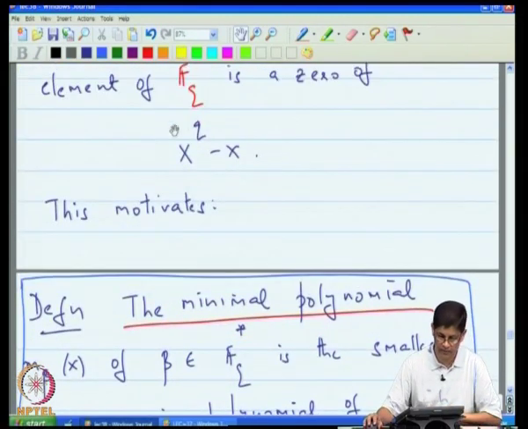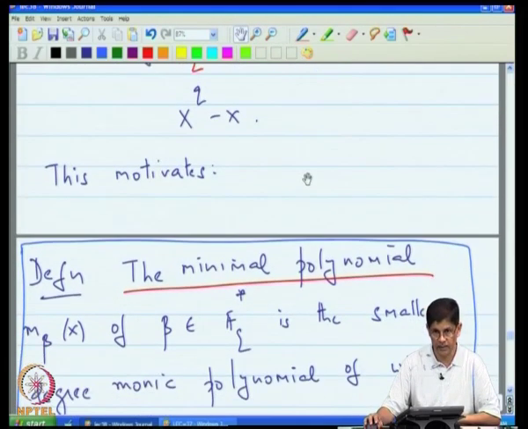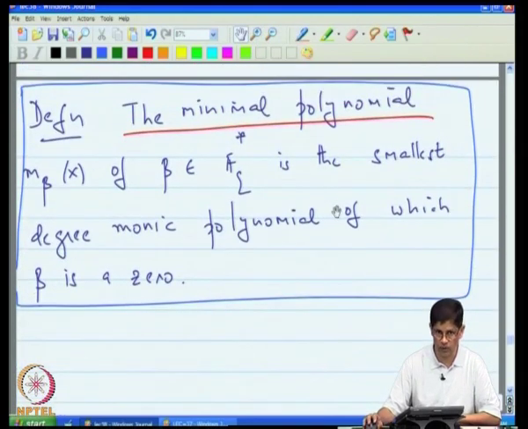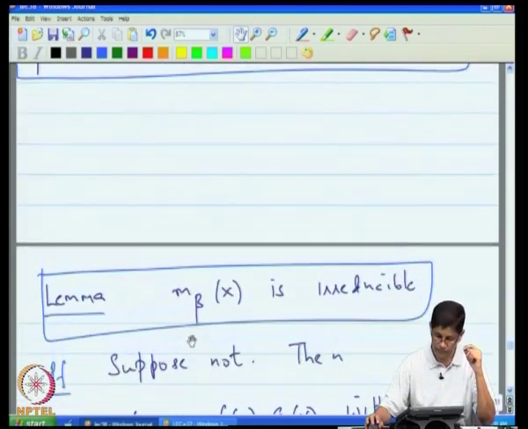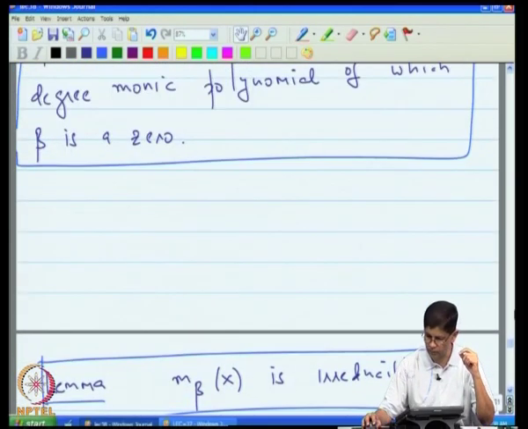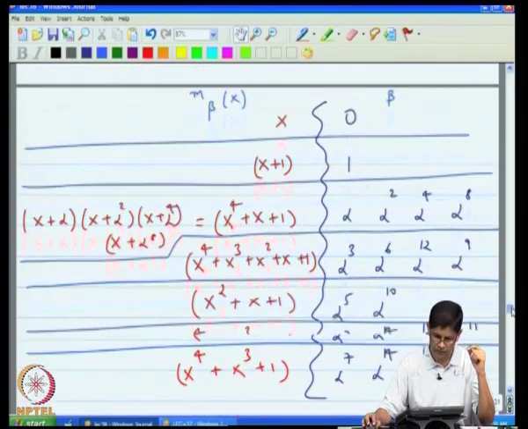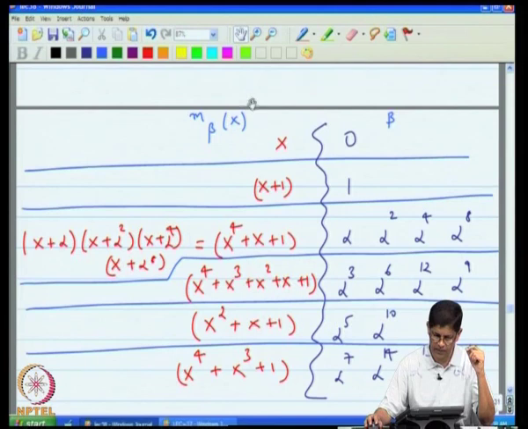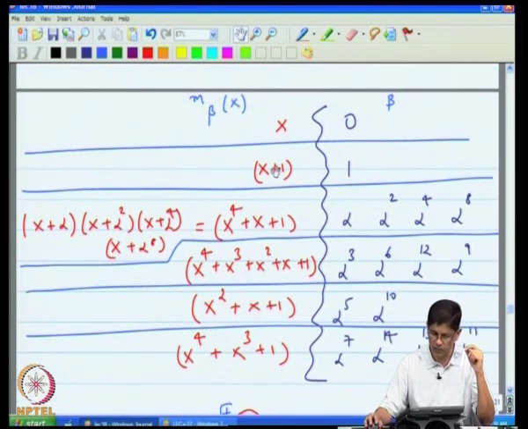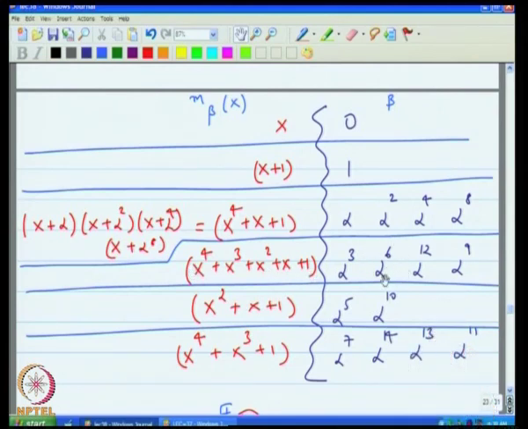We know that every element is a 0 of this, but maybe this is not the smallest degree polynomial of which that element beta is a 0. So, let us look for that, and that is called the minimal polynomial of beta, and it is written as m sub beta of x. So, in our just concluded example, these were these polynomials m beta of x. These are the smallest degree polynomials. For example, if you asked what is the smallest degree polynomial of which alpha to the 6 is a 0, then the answer is this. So, this would be m beta of x when beta is alpha to the 6.